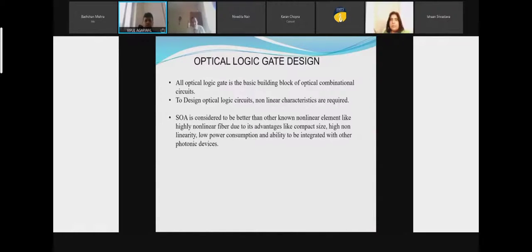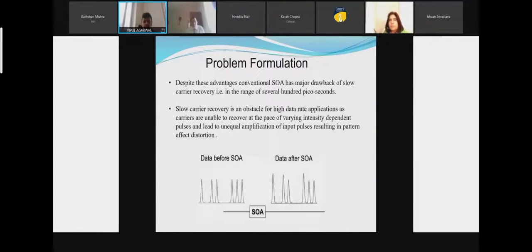So now engineers have switched to the semiconductor optical amplifier for the design of logic. But this logic SOA suffers from a problem: it has unequal amplification. You can clearly see in the figure below that the data is sent before the SOA, but after the SOA what you are seeing is unequal amplification. This is because of gain saturation.